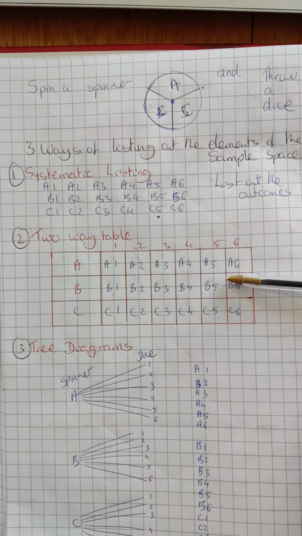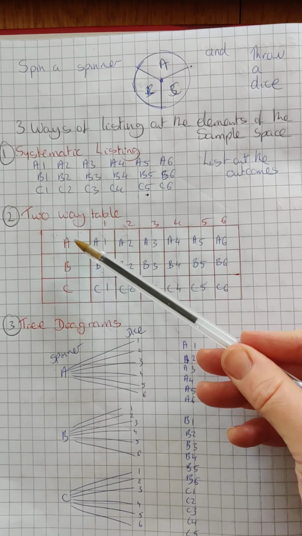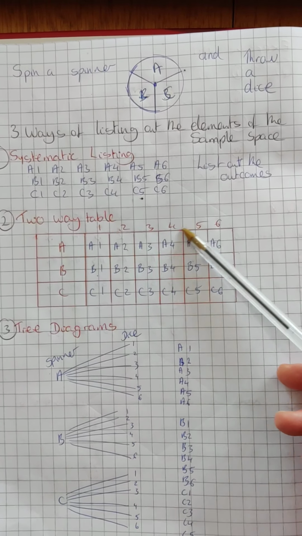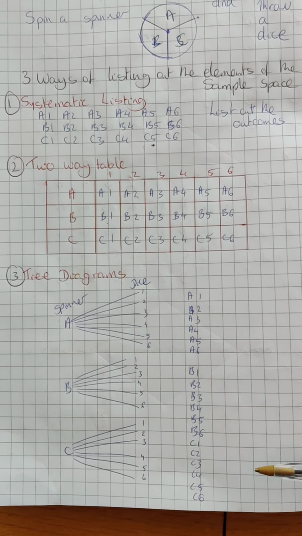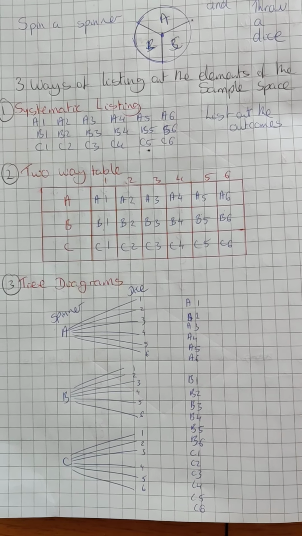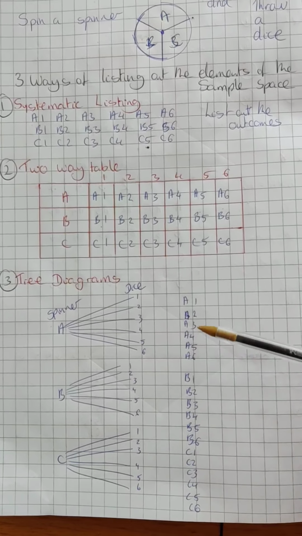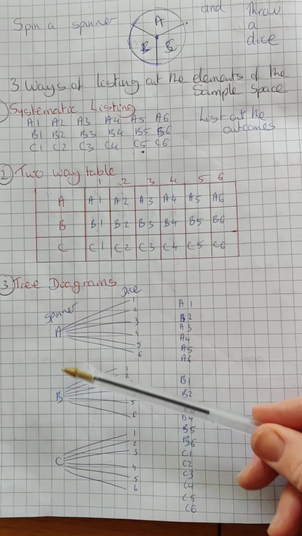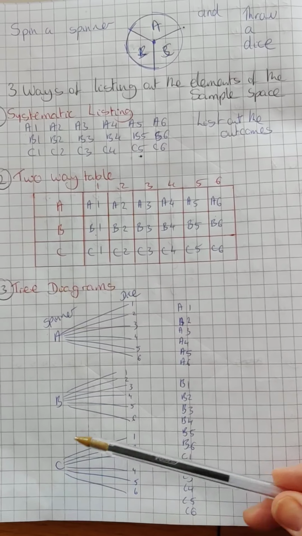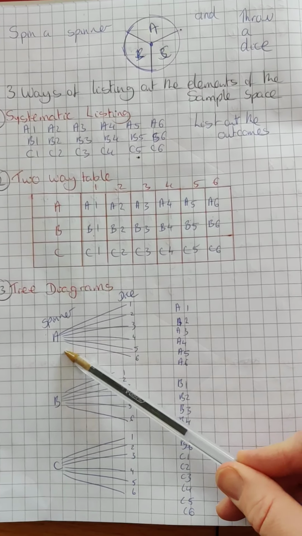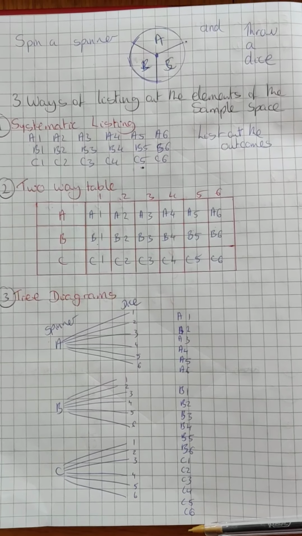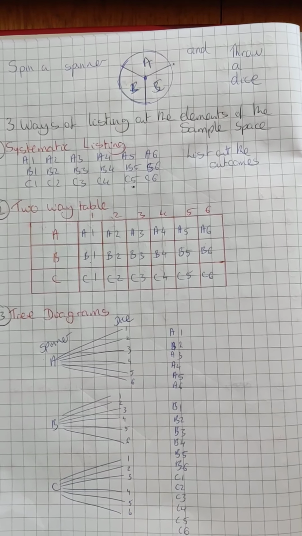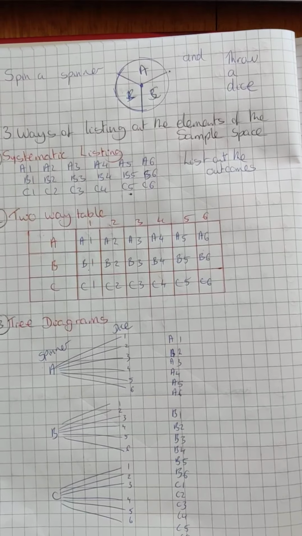Another way to list out the outcomes would be a two-way table. So an A on the spinner and number 1 to 6 on the dice. Or a tree diagram. A tree diagram can be useful, and that wasn't done very well in the book, I felt. So you get an A on the spinner, a B on the spinner, or a C on the spinner. You get an A and a 1, an A and a 2, and so on. And I've listed out all the outcomes there. So that's ways of showing what outcomes you get.